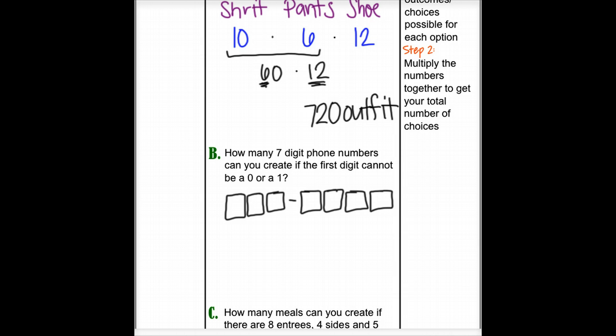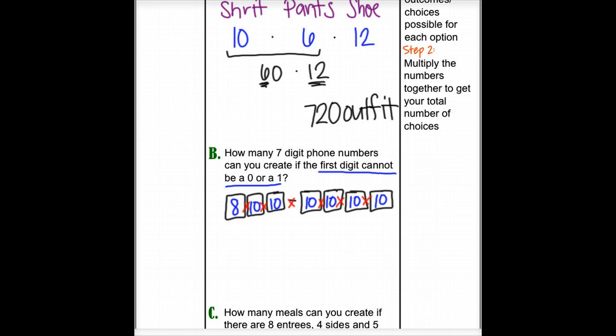However, it says here that the first digit cannot be a 0 or a 1. So that means for this first digit, I have only 8 choices because I have 2, 3, 4, 5, 6, 7, 8, or 9. Now, it doesn't say any restrictions on the other 6 digits, which means that we then have 10 choices for each of these remaining spots. So now what I need to do is I need to multiply together 8 times 10 times 10 times 10 times 10 times 10 times 10.